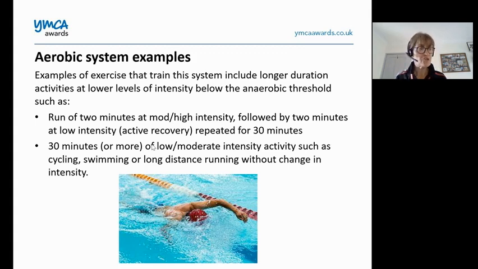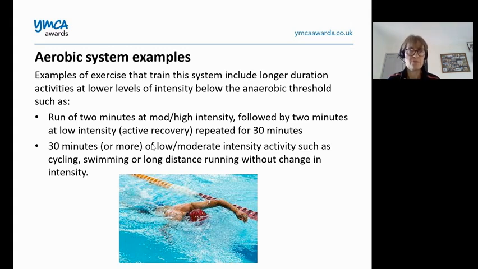So when we're looking at training the aerobic system, we're looking at doing this at around 60 to 75%. And we're looking here at activities at a lower intensity, a low to moderate intensity, and it must stay below that anaerobic threshold, remember that OBLA.